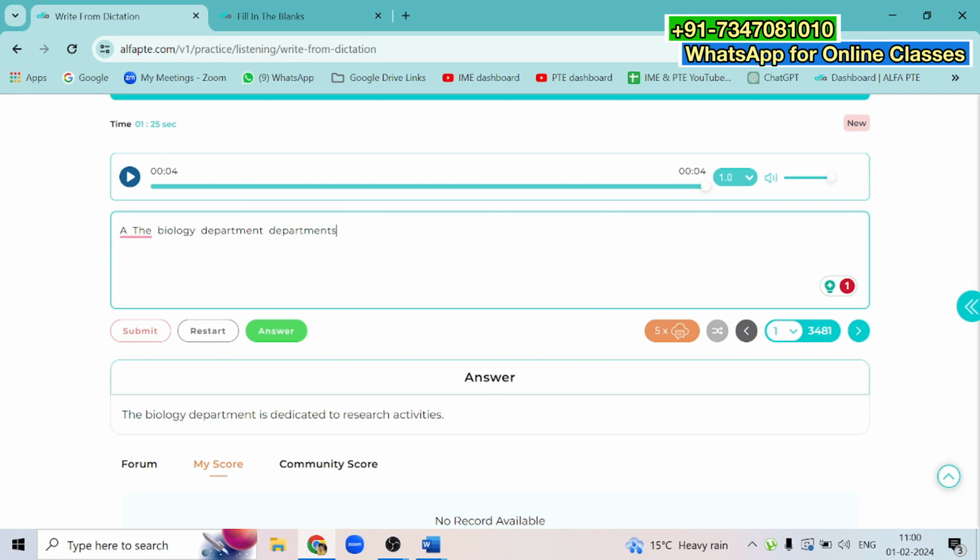Now, for example, you were not able to understand whether they use dedicated or designated. So you can write. Now you were not sure whether they use department or departments. You can write both, is and are. Okay. Is dedicated to. Instead of dedicated, you thought it was designated. So you can write designated as well.